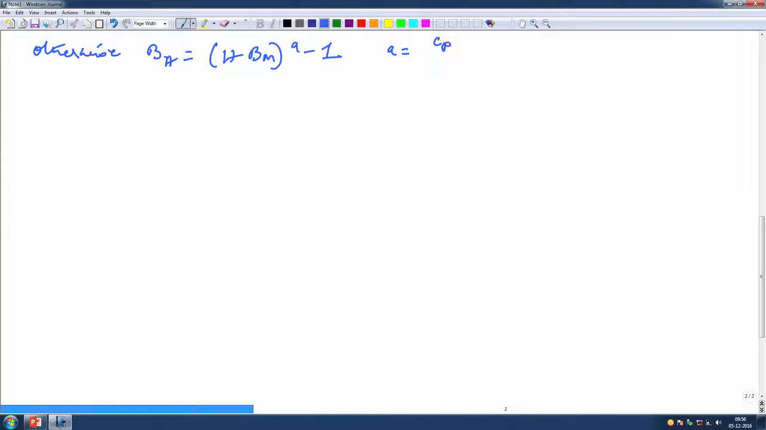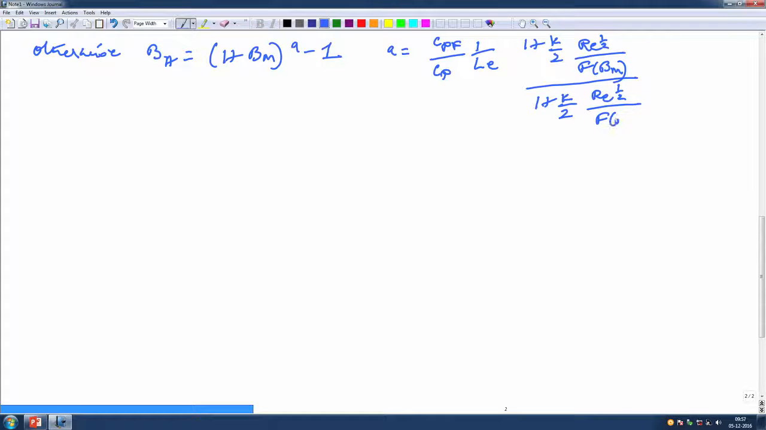Now, this A is Cpf by Cp, where Cpf is the specific heat of the gas mixture including the fuel vapor, times 1 over the Lewis number, times 1 plus k by 2 Reynolds number to the power of half f(Bm), over 1 plus k by 2 Reynolds number to the power of half f(Bh). This is the same f factor that we have. That is the total expression, and that is the factor A which sits here.